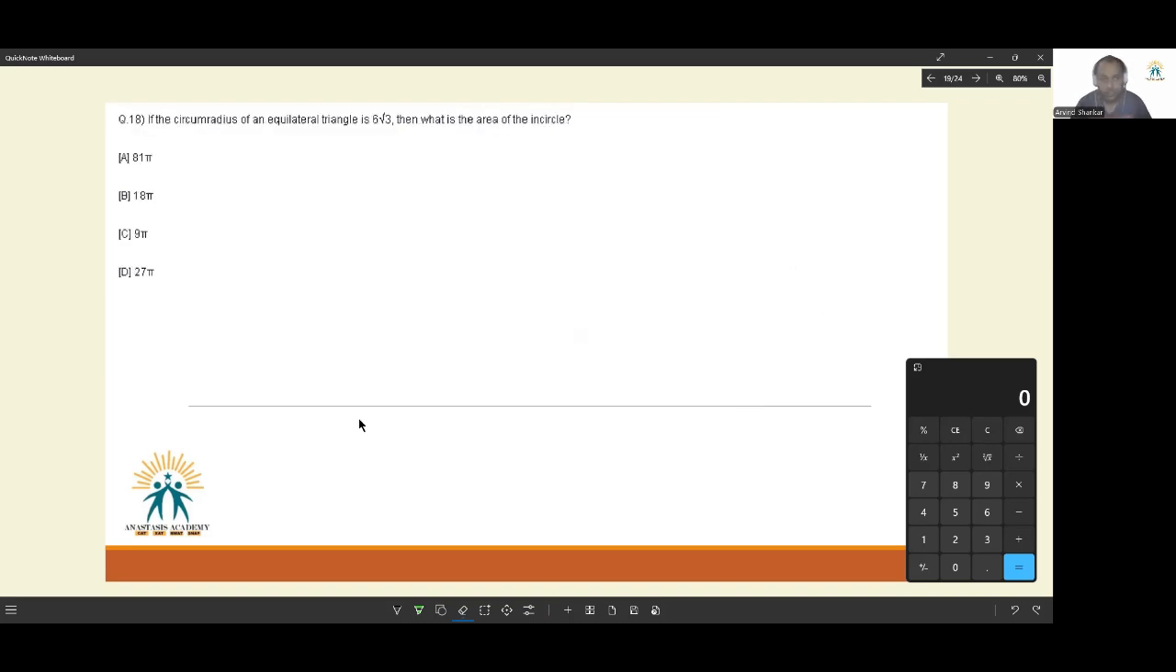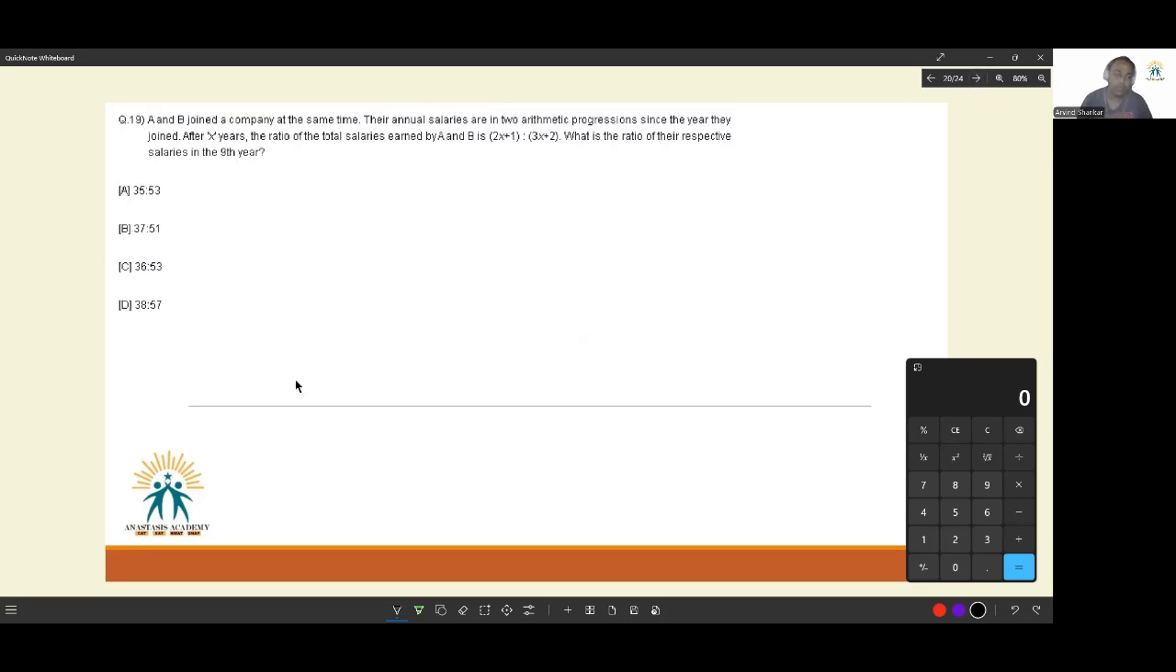Okay. Next, if the circumradius of an equilateral triangle is 6 root 3, what is the area of the incircle? Now see, for an equilateral triangle, circumradius to inradius is 2:1. So inradius is 3 root 3. Area of the incircle will be pi times 3 root 3 whole square. So it will be 27 pi. That's it. Okay. Next.